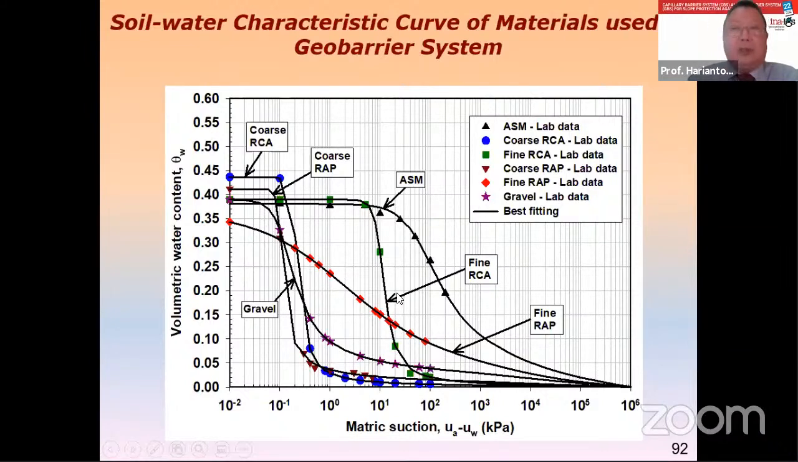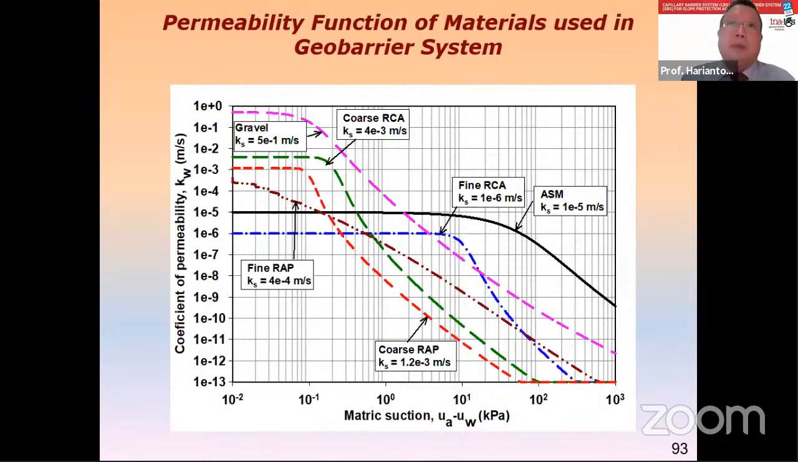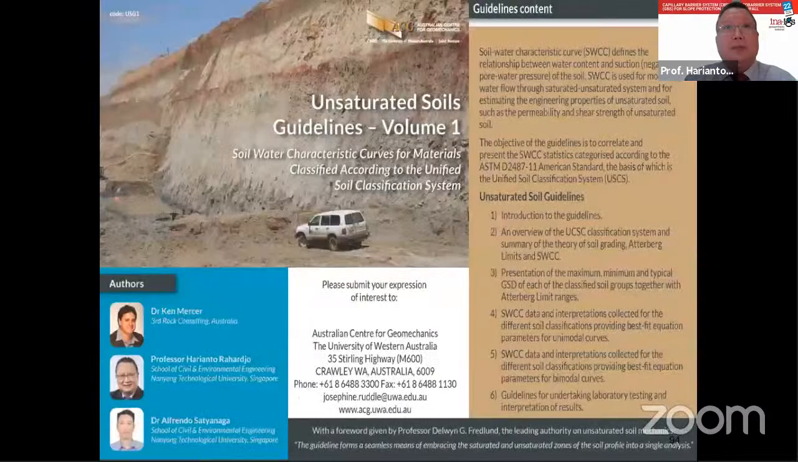We could measure the soil water characteristic curve based on the laboratory experiment, like I mentioned early on. And these are the permeability of the different materials. So all these property characterizations, particularly for the unsaturated soil properties, need to be done before we can use them in the calculation.